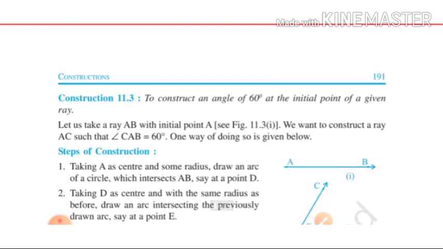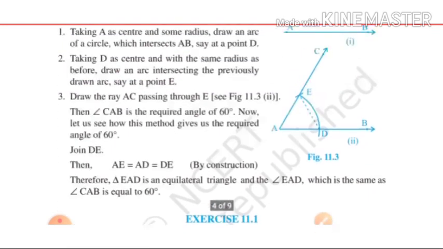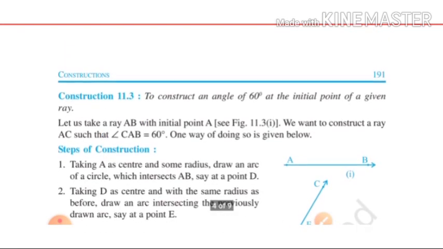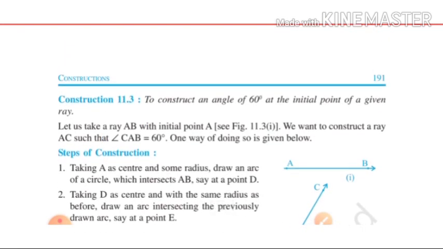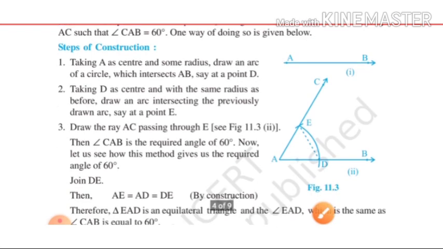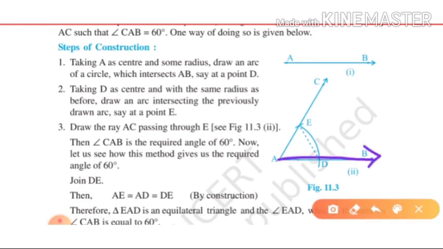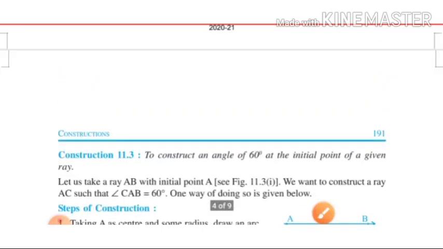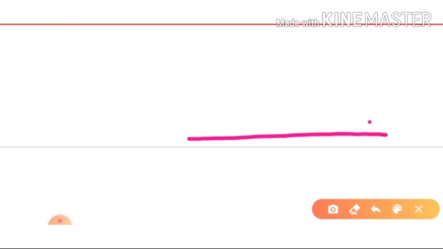Then we'll learn how to construct 60 degrees. Before heading on to the exercise, you will be given any ray where, at the initial point, you have to draw an angle of 60 degrees. Now if you look here, this is the ray given. What you have to do is very easy, as we have done before. I'll show you. You have to take the line segment at first, that means the ray AB.